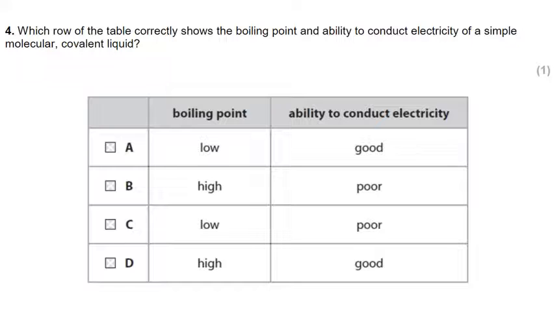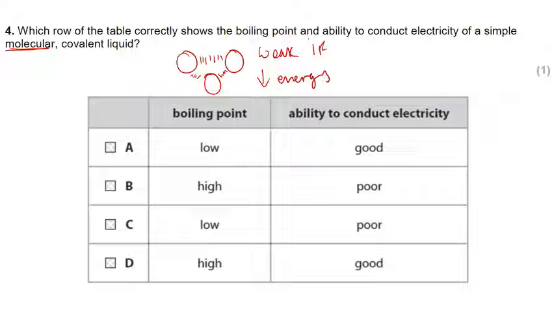Okay. Question 4. Which row of the table correctly shows the boiling point and ability to conduct electricity of a simple molecular covalent liquid? So it's given us the structure here, which is simple molecular. So if it's simple molecular, you're going to have molecules. So I'll draw some molecules here. And in between these molecules, you're going to have weak intermolecular forces. Okay, those weak intermolecular forces, they require little energy to overcome. Okay, so it's going to have a low boiling point.